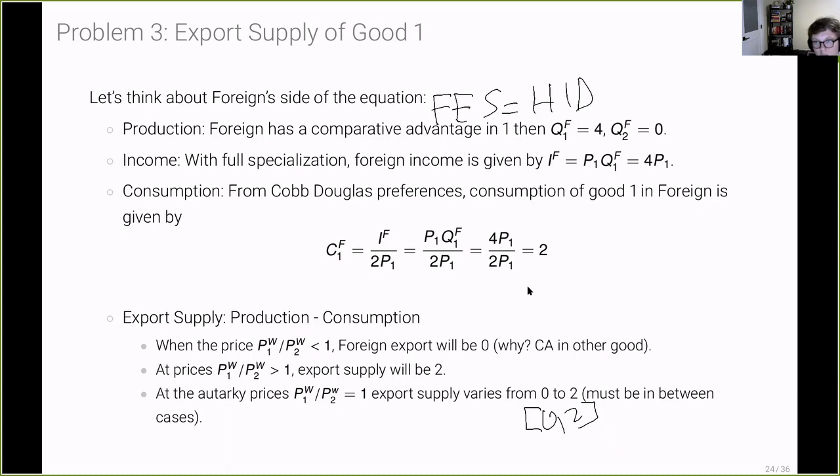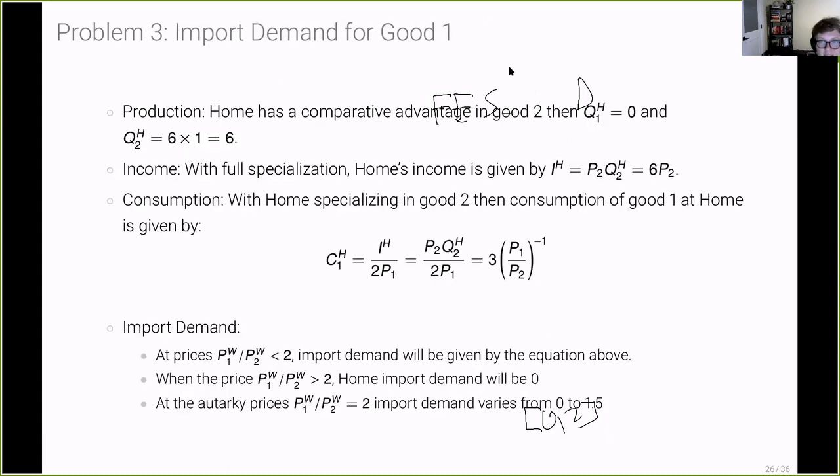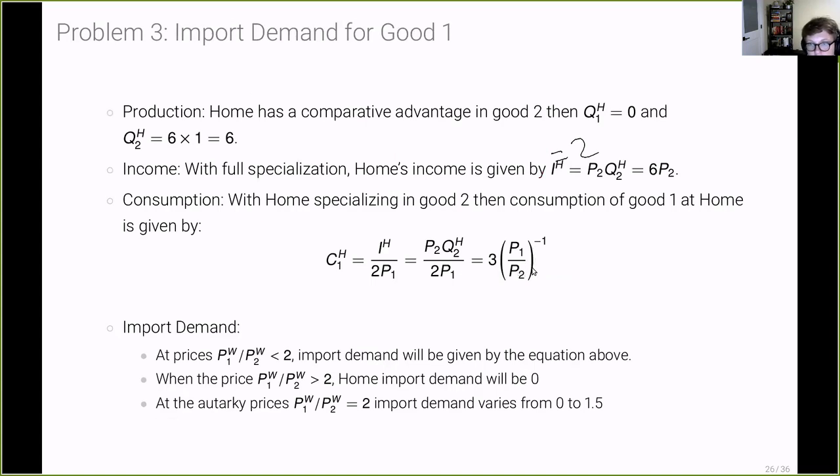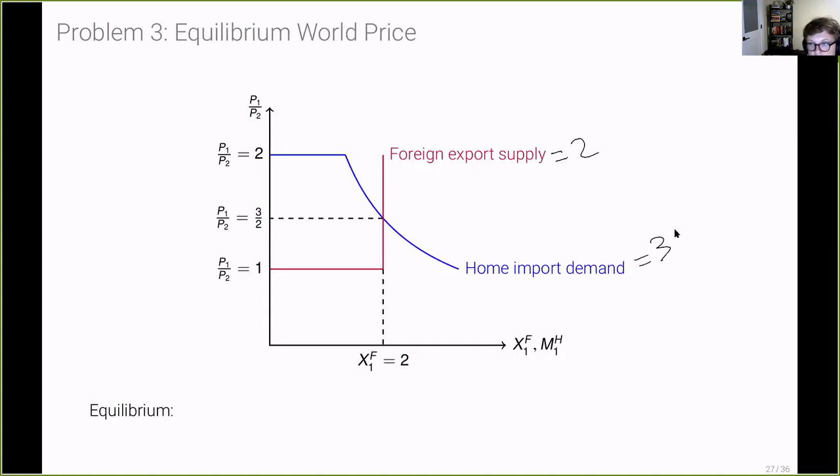So basically you have to guess which points, and in this case, drawing a graph will be useful. If you know that foreign's export supply in this range is 2, then foreign's export supply here is 2, and for home's import demand, we're in this downward sloping curvy part of the line, which means that home's import demand is given by 3 times (P1 over P2) inverse. So if we can find some P1 over P2 that sets these equal to each other, then that will be the world price.